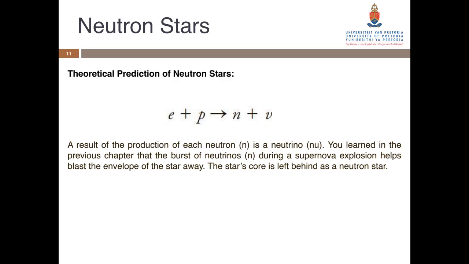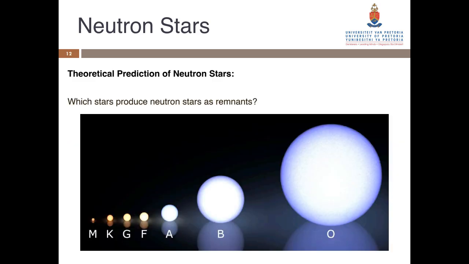This is just the equation of what is happening. You don't need to know this equation. This is only for background information. As a result of the production of each neutron n, a neutrino nu is also produced. You learned in a previous chapter that a burst of neutrinos during a supernova explosion helps blast the envelope of the star away, and the star's core is left behind as a neutron star.